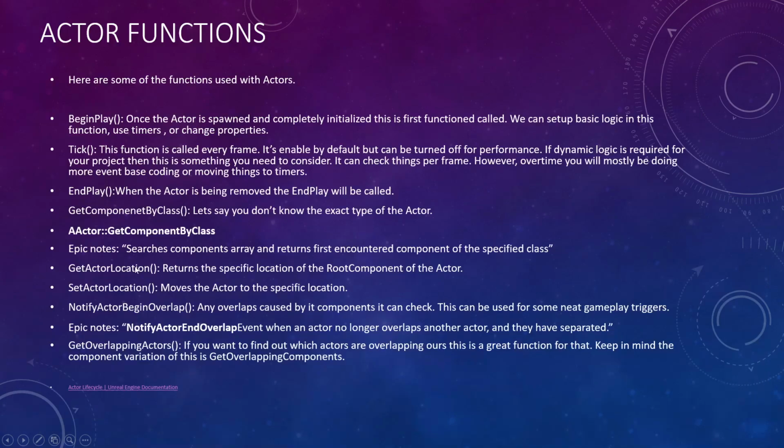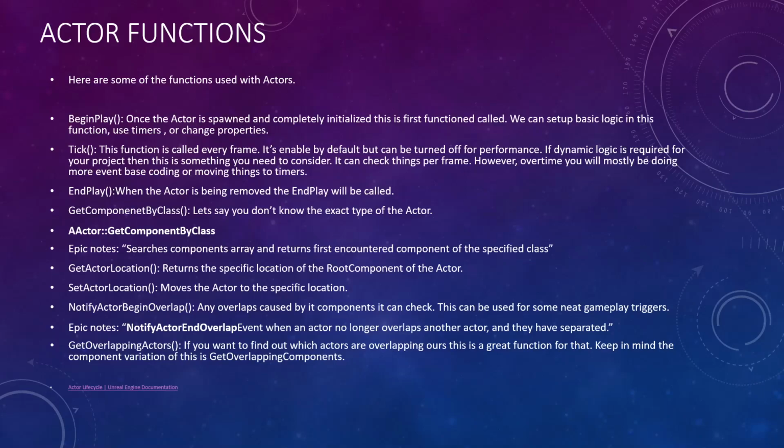All right, guys. So just so that we can clarify a few things that are kind of necessary to understand about the actor, there's a few functions that you're probably going to need to understand. The first one is begin play, and basically, once the game begins play, the actor is spawned, and once it's completely initialized, this is the first function called. So we can set up basic logic inside of this function, or use timers, or change the properties. So it's good for that. So if you're not understanding it, please again go to Google, go to whatever you need to go to, and look up begin play.